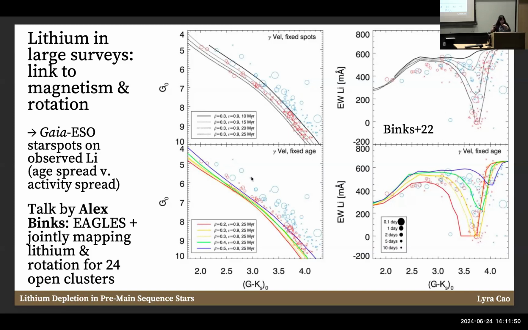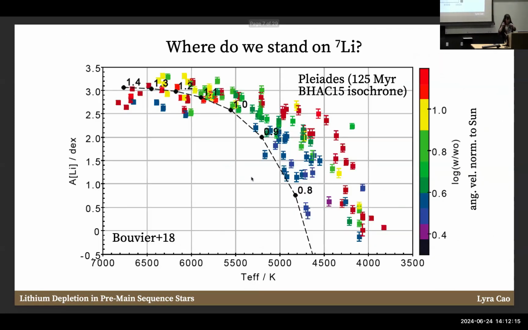And we're starting to be able to disentangle the impact of magnetism and age spreads in some of these young clusters by having this independent activity data and starting to look at the outputs of these theoretical models. Look out for Alex Binks' talk on mapping lithium and rotation for a bunch of these open clusters. So this is all really super cool stuff that's coming out from these giant surveys.